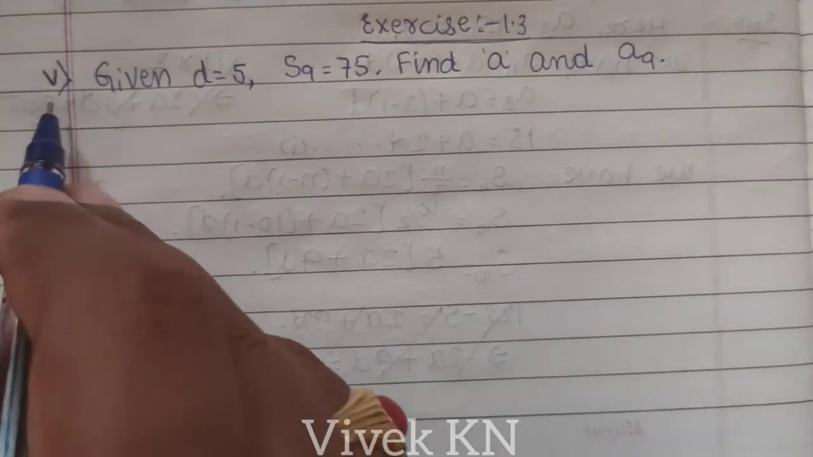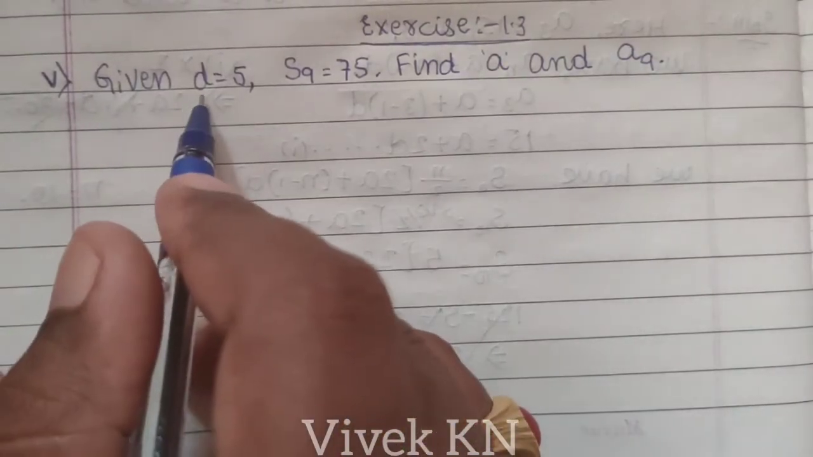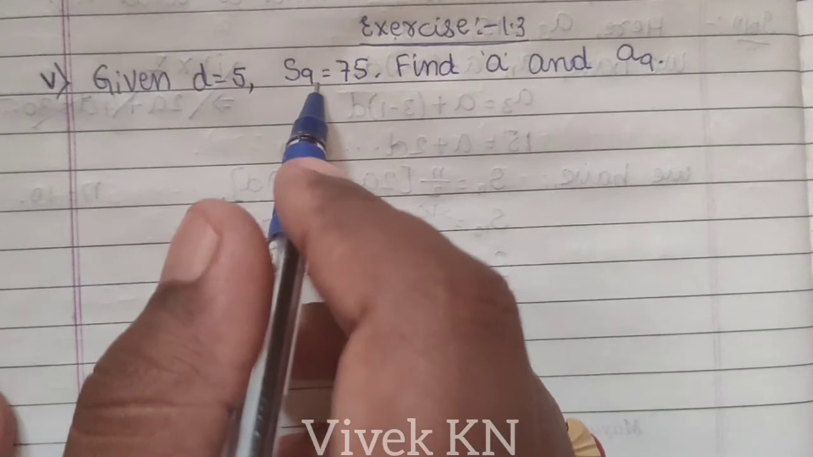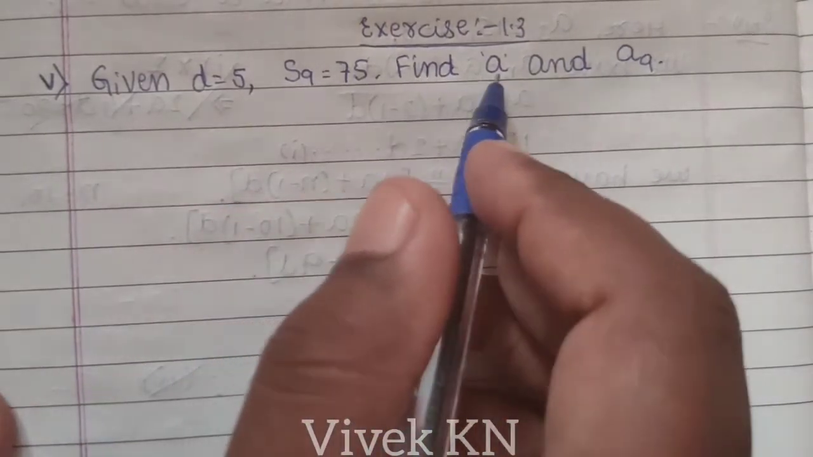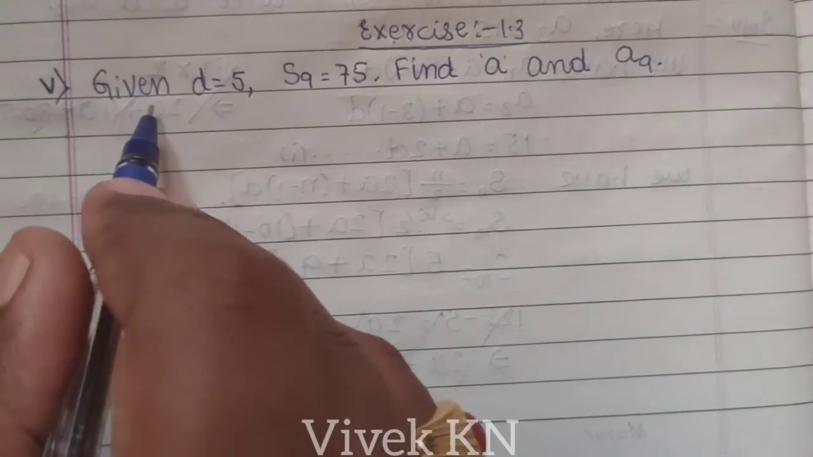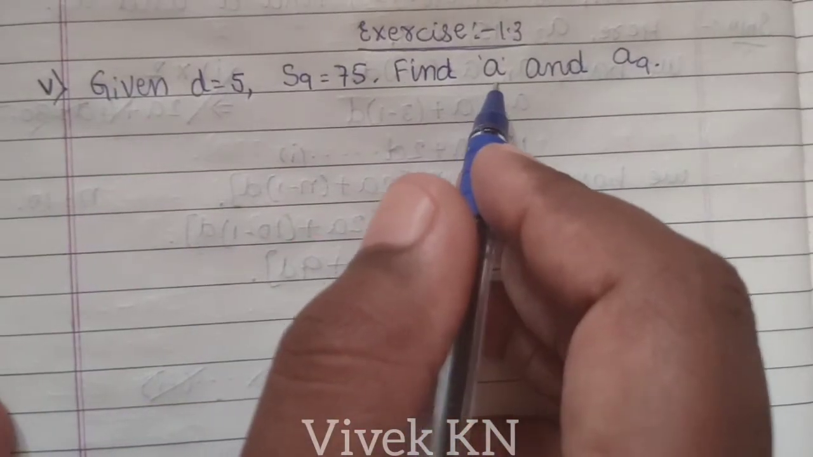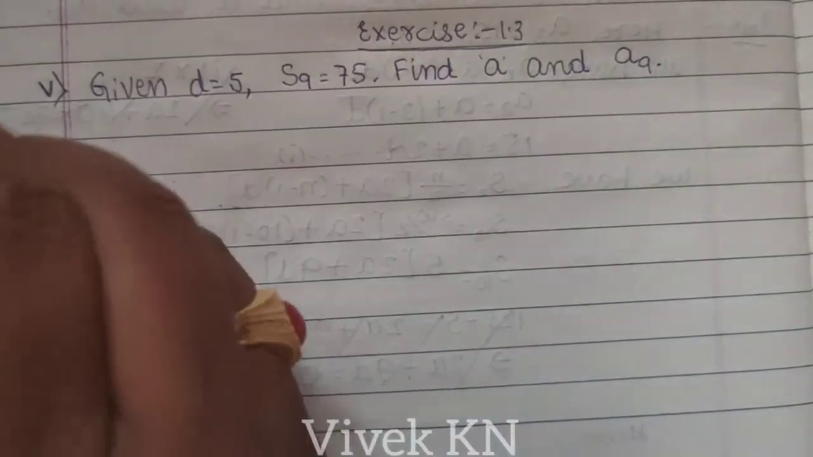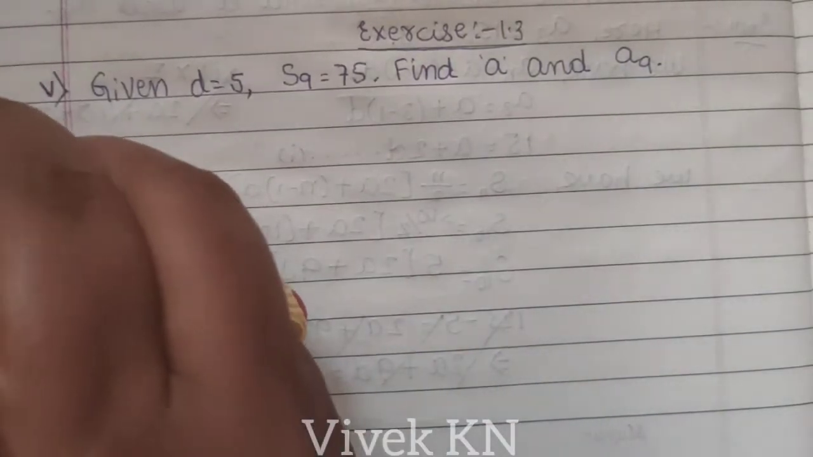Next, fifth question. Given d is equal to 5, S9 is equal to 75, find a and a9. In this question, we have to find the value of the first term and the ninth term. Solution.